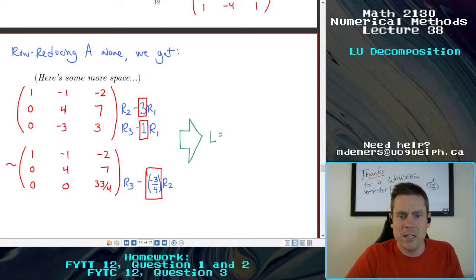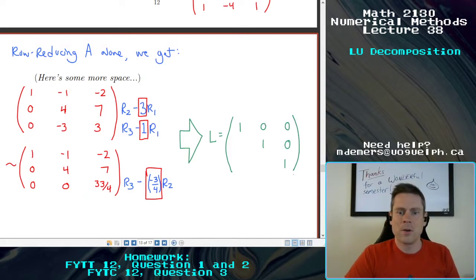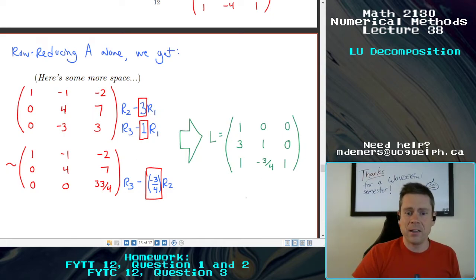So L is equal to, and remember how it's constructed, we have a diagonal of 1s, 3-dimensional because we're working with 3s. It's all 0s to the right and above. And the entries in L that are non-zero, besides the diagonal, are going to be the 3 that goes here, the 1 that goes here, and a negative 3/4 that goes right there. And this here is the L, and this here is our U.